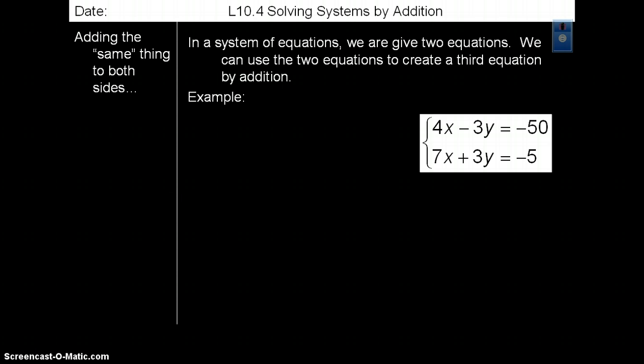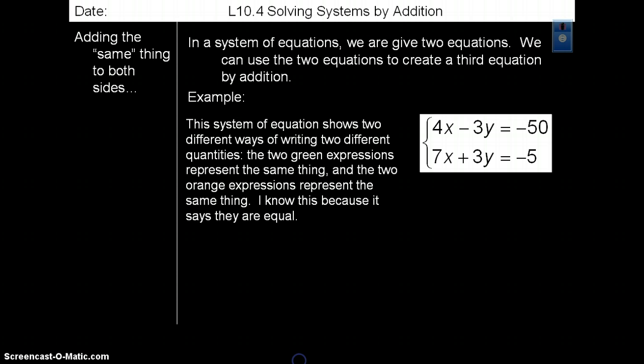We can use the two equations to create a third equation by addition. For example, this system of equations shows two different ways of writing two different quantities. The two green expressions represent the same thing: 4x minus 3y is the same as negative 50. The two orange expressions represent the same thing as well: 7x plus 3y is the same as negative 5. I know this because it says they are equal.